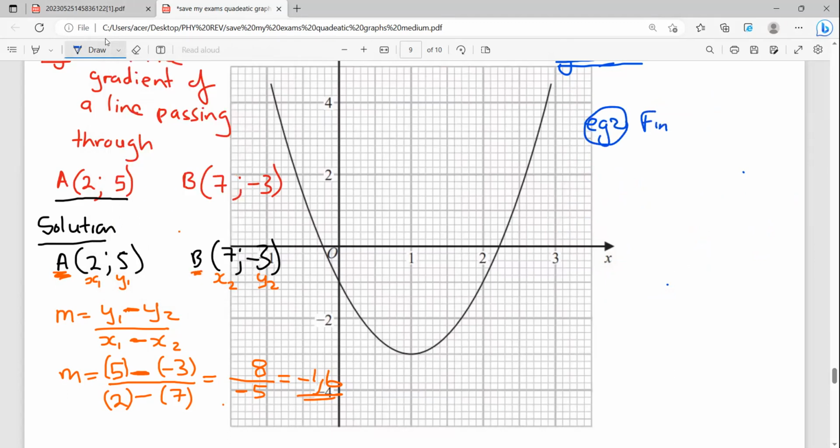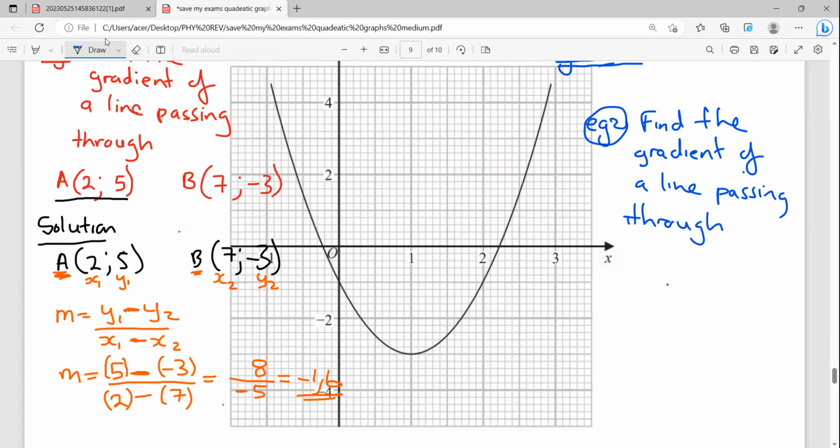Find the gradient of a line passing through, I'm going to make it as hard as possible, minus 5 and 4, and 7 minus 3.